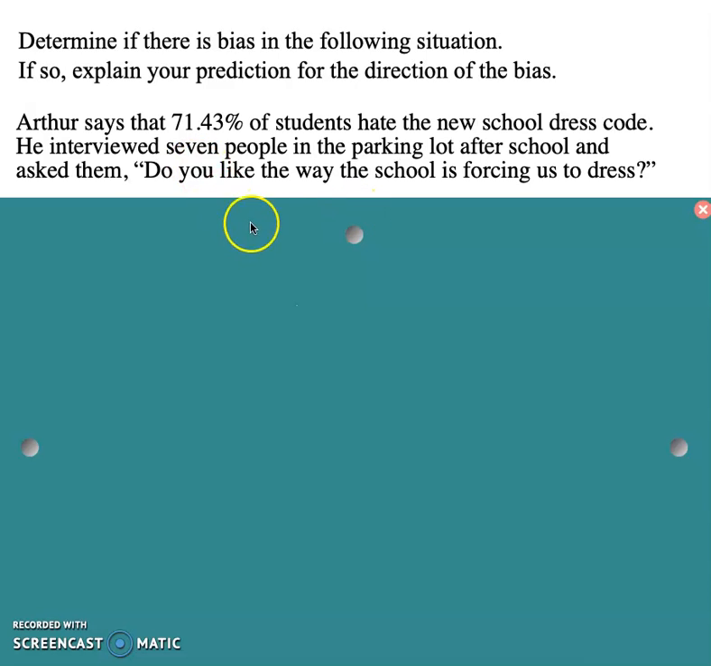See if this next situation has any bias. If so, predict what direction the bias will be. So read, pause, and then play.